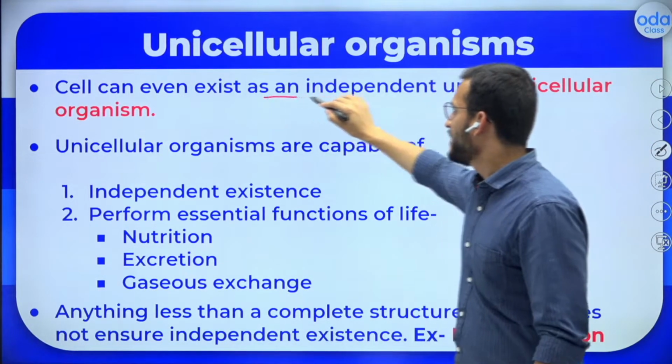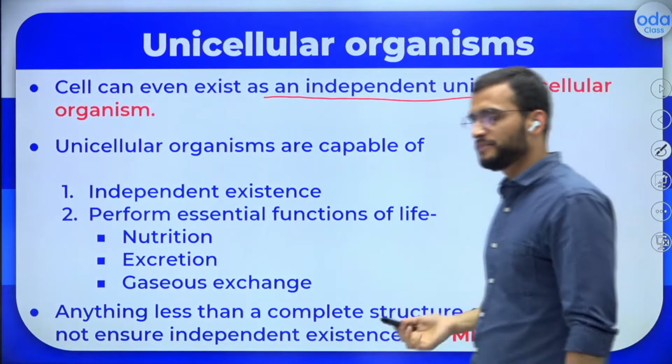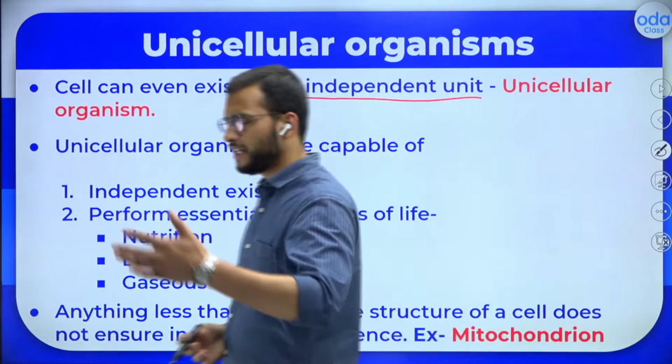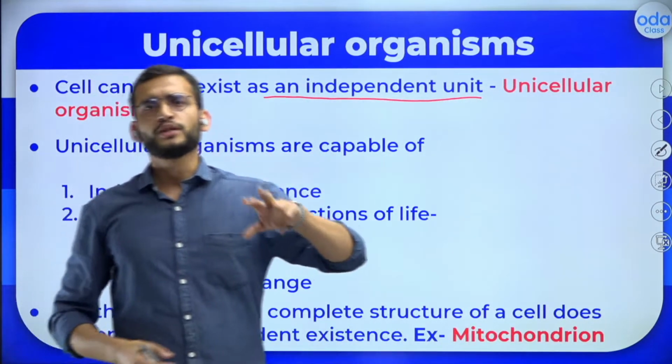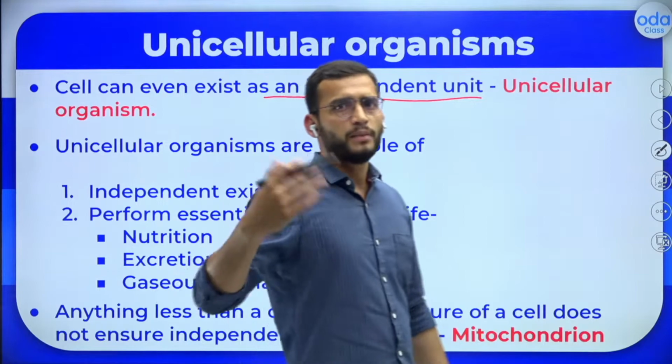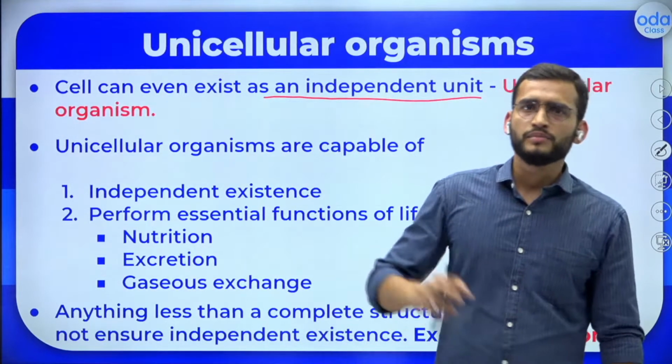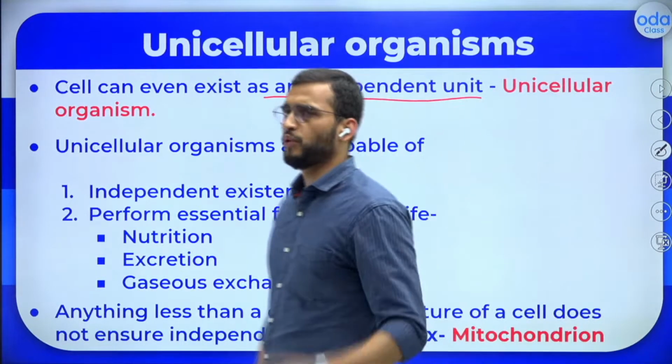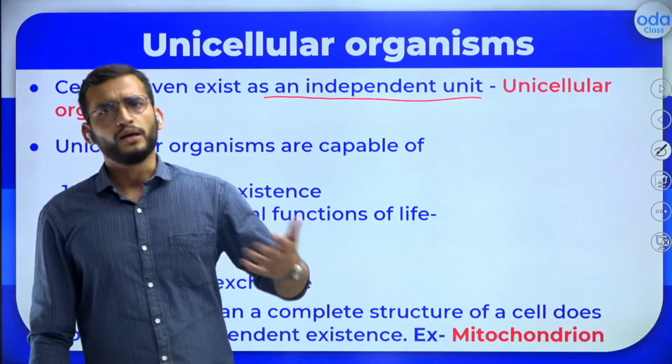Now, a cell can even exist as an independent unit. That is what we call a unicellular organism, right? Based upon the number of cells present in an organism, we can have two types of organism: one is unicellular and the other is multicellular.